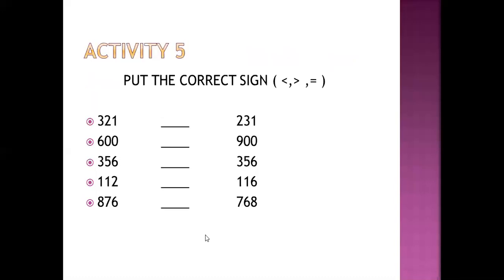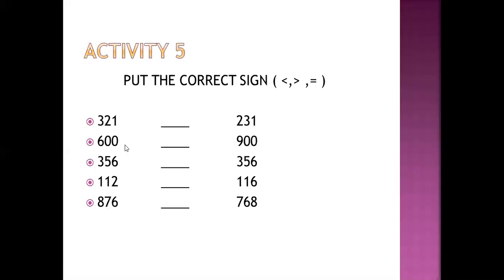So let's move to the activity 5, that is put the correct sign. And I've given you only 5 numbers here. You're going to do all this at home, but as we read the sums, we read the sums together. I from my home and you from your home. The first number, 321 and 231. I hope as you're reading the numbers, you already know what the answers are.